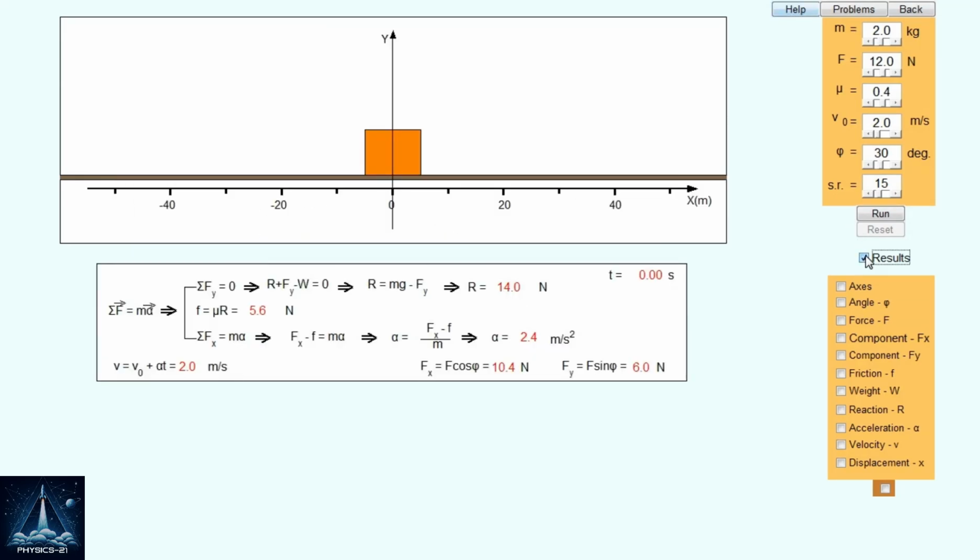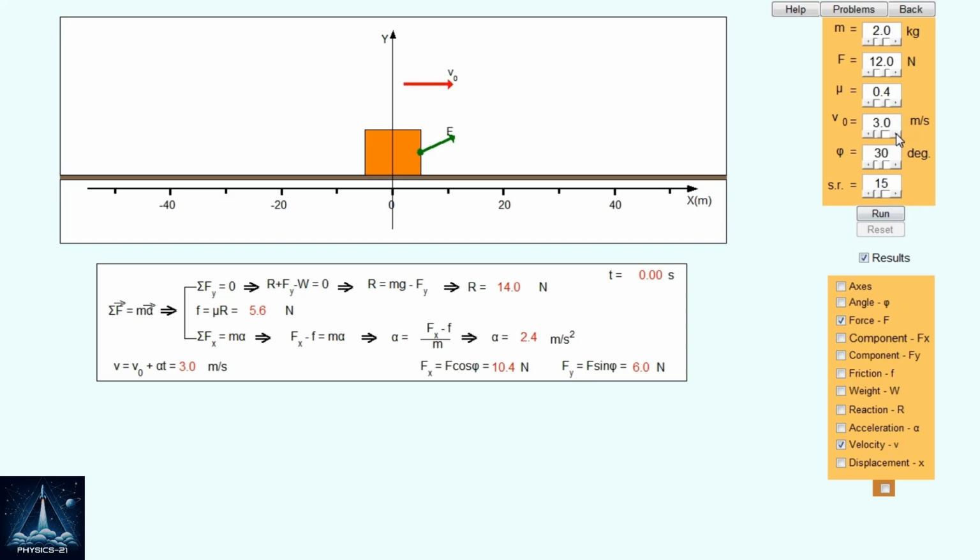The parameter m indicates the mass of the object. The parameter f represents the magnitude of the force applied to the object. The parameter μ denotes the coefficient of friction between the object and the surface.